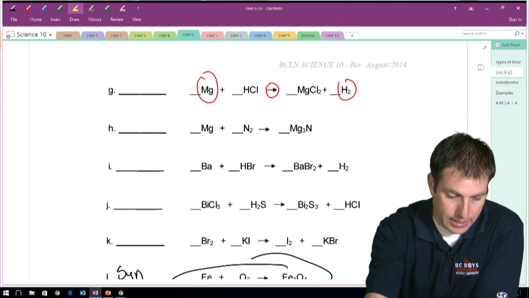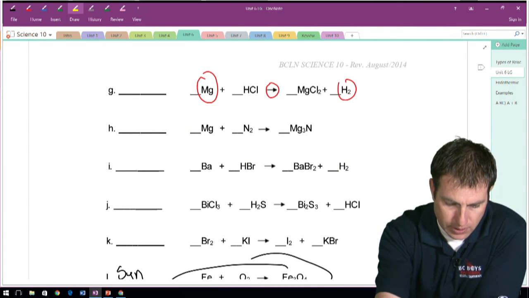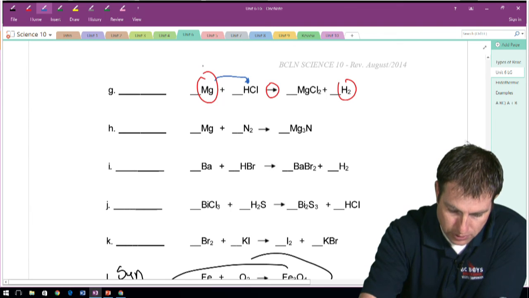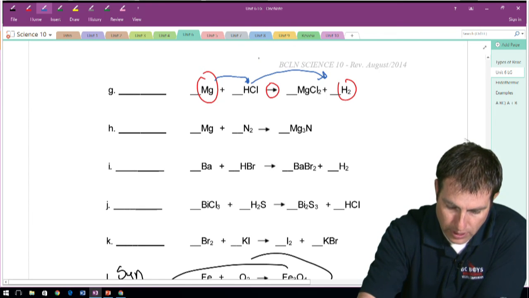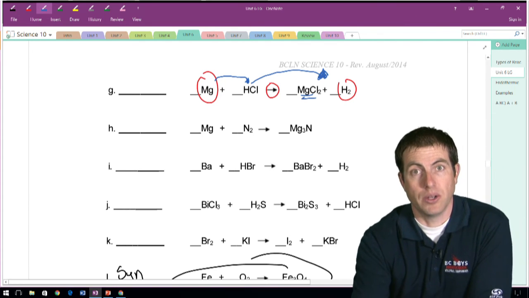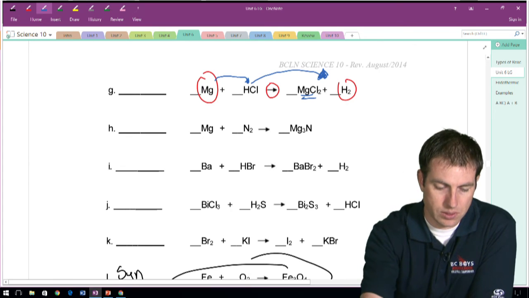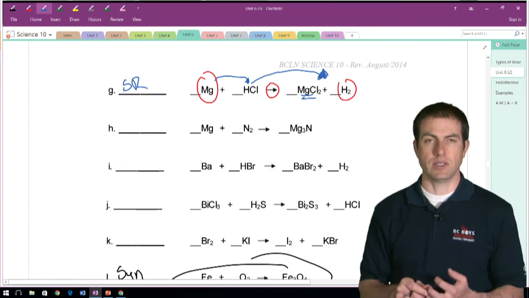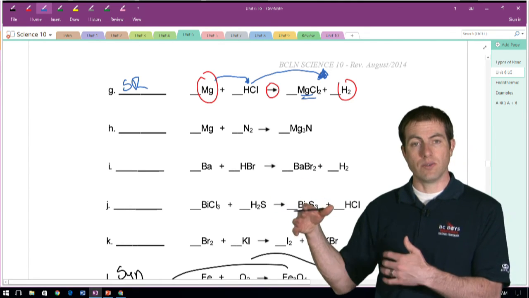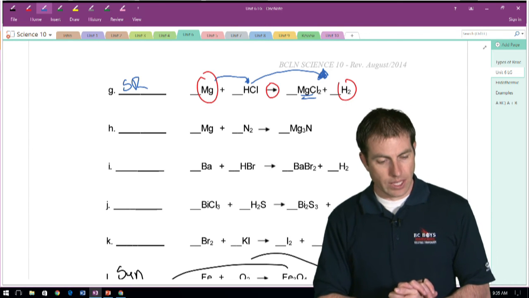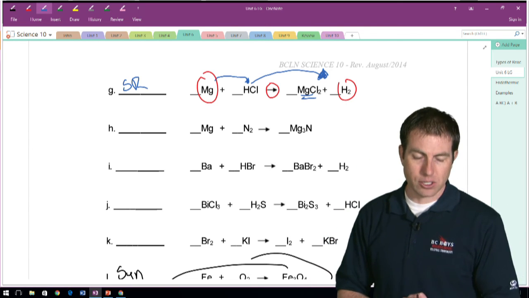If we look really carefully, we can see that the magnesium is kicking the hydrogen out. The hydrogen's now hanging out by itself, and then the magnesium and the chlorine are forming a bond or a compound. So this is a single replacement reaction because the magnesium's kicking the hydrogen out of the compound that it's in. The hydrogen's now by itself, and the magnesium's bonded with the chlorine. So that is definitely a single replacement reaction.